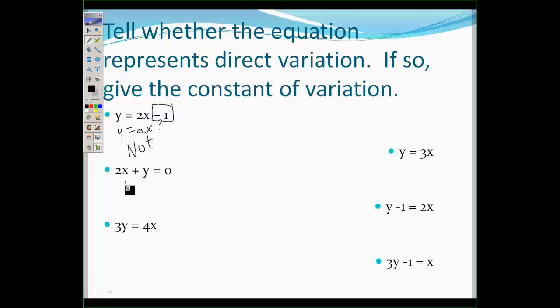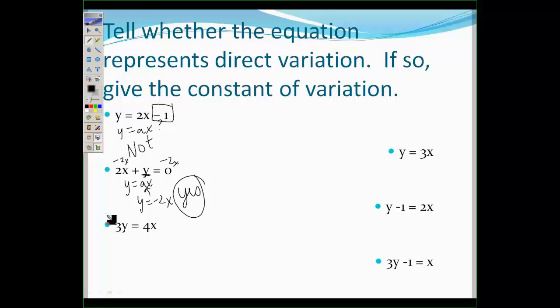The second one, right off the bat, 2x plus y equals 0. They try to throw you off. We need to know, is it in the form y equals ax? So let's find out. We need to solve for y. So I'm going to subtract 2x from both sides. Y equals negative 2x. Is this in the form of y equals ax? I would say yes. This is a direct variation.